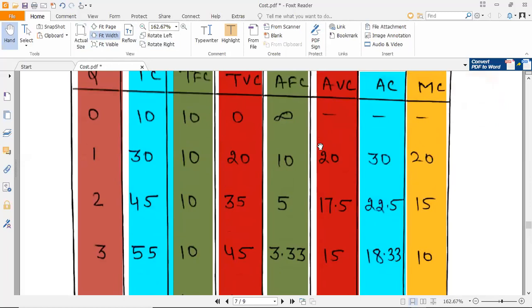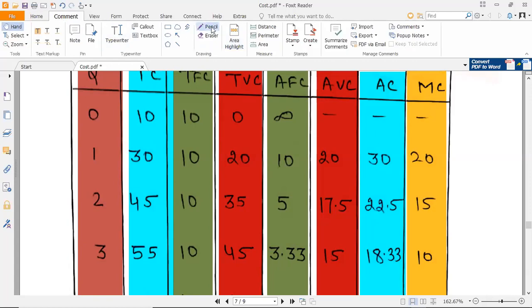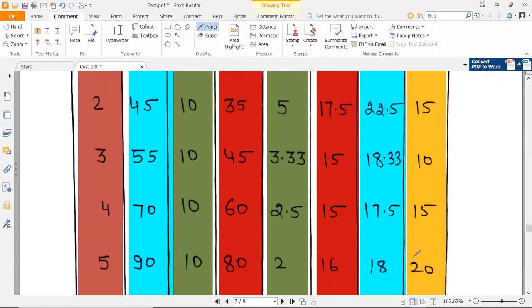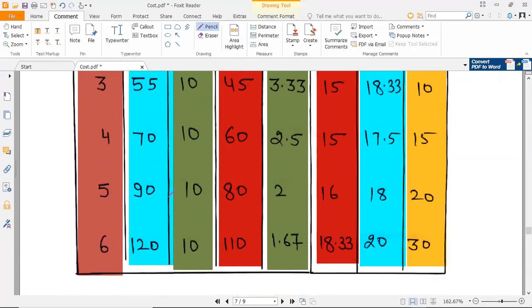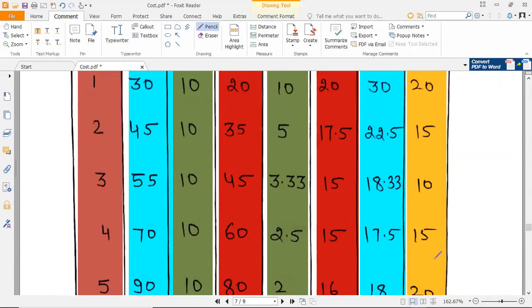The formula for marginal cost is TCN minus TCN minus 1. So 30 minus 10 is 20. Then 45 minus 30 is 15. Then 55 minus 45 is again 10. Then 70 minus 55 is 15. Then 90 minus 70 is equal to 20. And then 120 minus 90 is equal to 30. So this is how the marginal cost is arrived at.